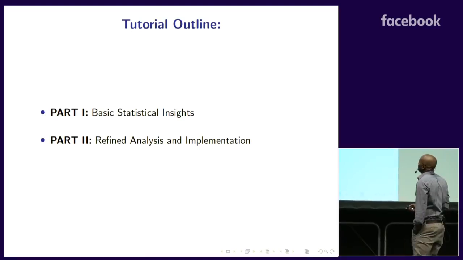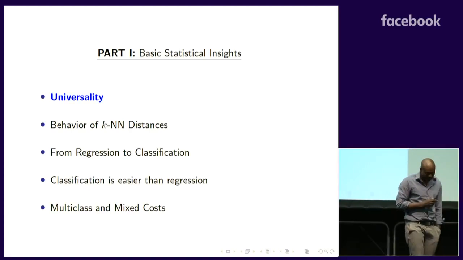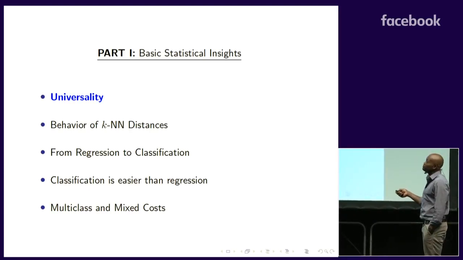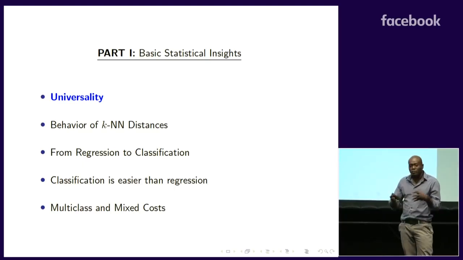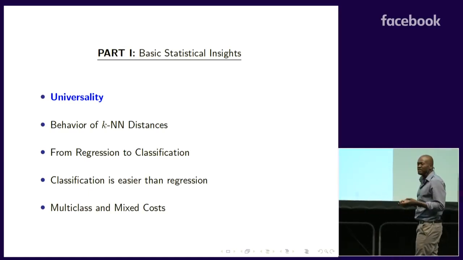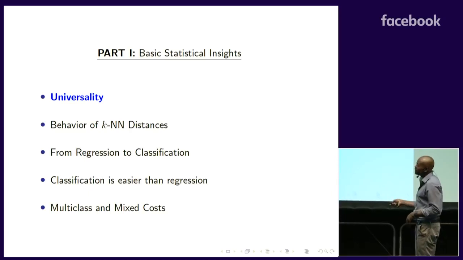All right. So, basic statistical insight. The basic statistical insight starts with the universality of nearest neighbors. The first question is, we know that nearest neighbors are non-parametric methods, and we've all heard that they can fit anything. I'll start with that, and why can they fit anything, and in what sense can they fit anything. And then from there, we'll get into more recent results.